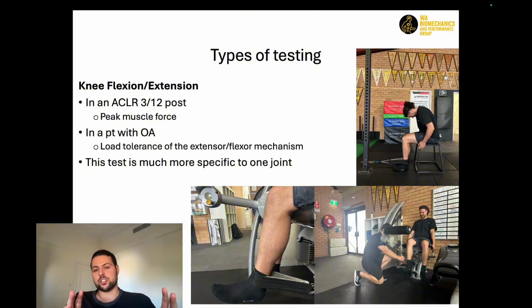Again, I just want to show you the difference between this test and those mid-thigh and mid-shin pull tests is that this test is much more specific to one joint. It's only at the knee that we're testing. The other ones are non-specific because there are so many joints involved. So in this test, you can be a bit more confident that the issue or the contribution lies within the knee extensor or flexor mechanism, whereas with the other one, we can't have much confidence where the contributions are coming from, right?